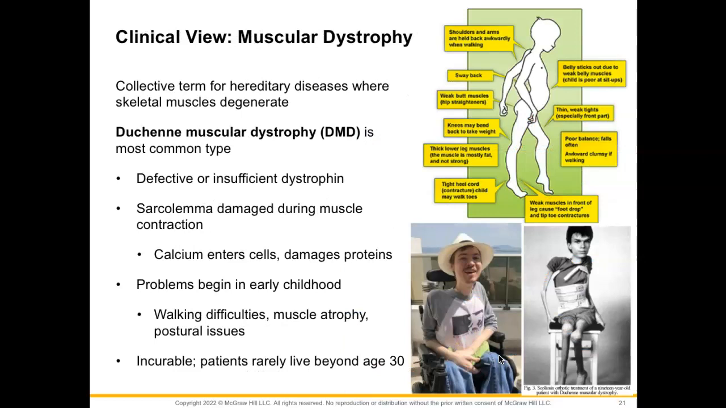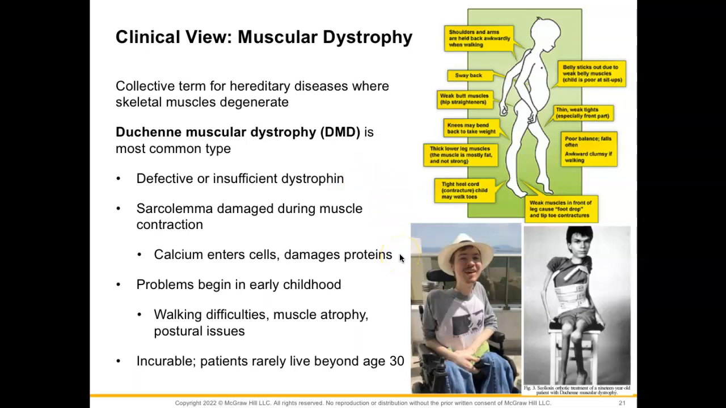And let's talk about muscular dystrophy. This is a collective term that we use for hereditary diseases where we see skeletal muscle degeneration. And so we have to mention Duchenne muscular dystrophy, or DMD, because it is the most common type. We see that within this disorder, there's defective or insufficient dystrophin, that protein that we just talked about. We'll also see sarcolemma damage during muscle contraction, and the calcium enters the cell and damages the protein.